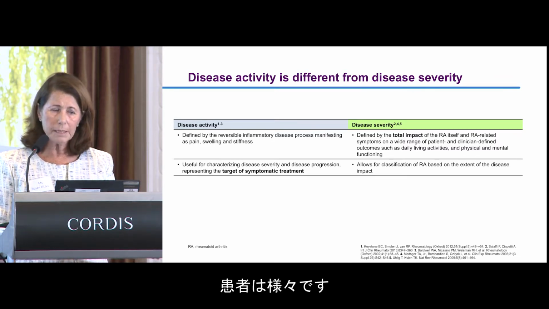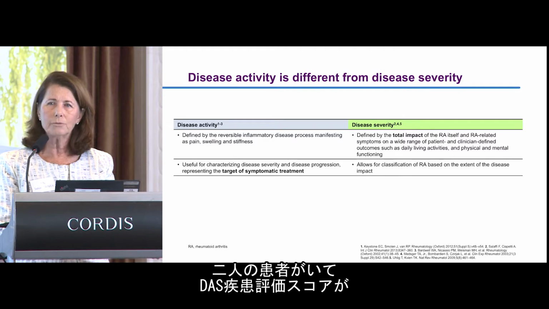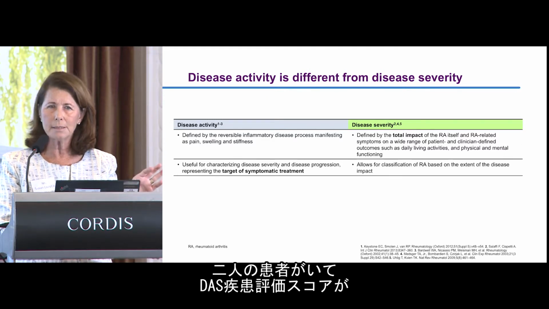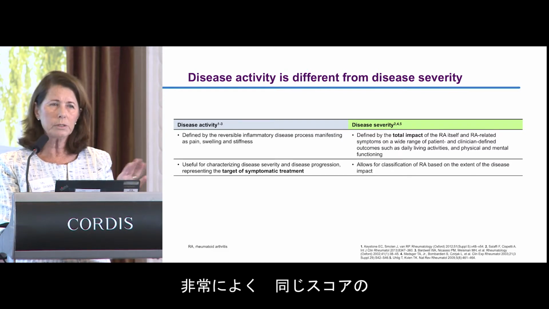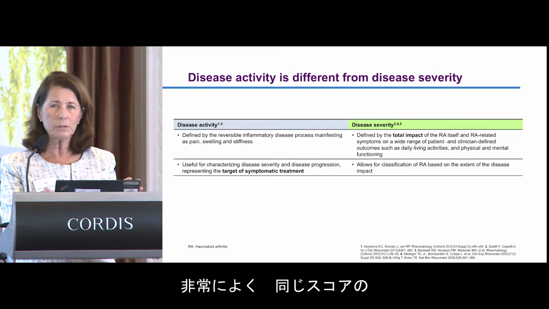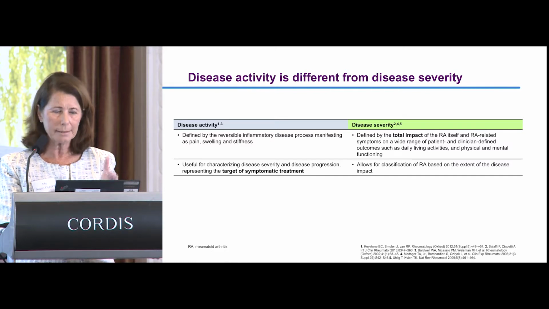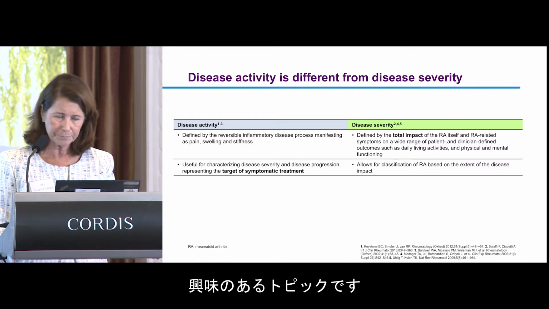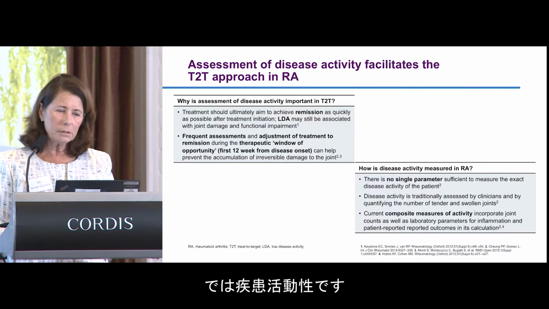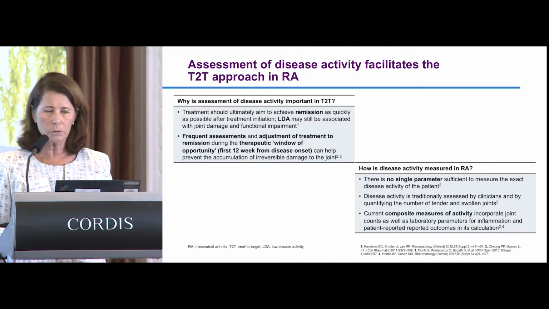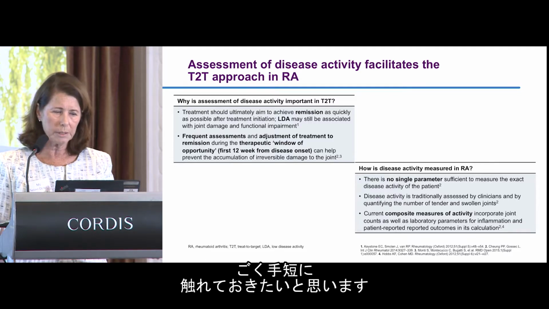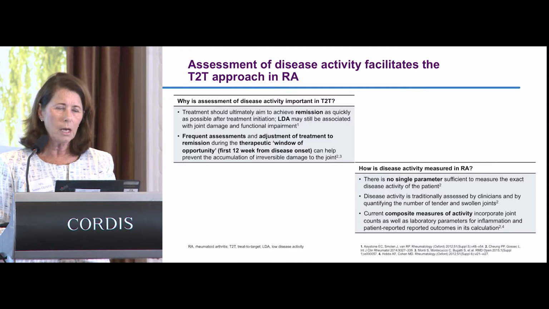And patients may vary, and you may have two patients with exactly the same DAS, or disease assessment score, and one person will be doing really quite well, and the other person with the same score might be doing very badly. And that's an interesting thing to talk about. So assessing disease activity is really important in the treat to target approach, which we're going to be just briefly touching on now.